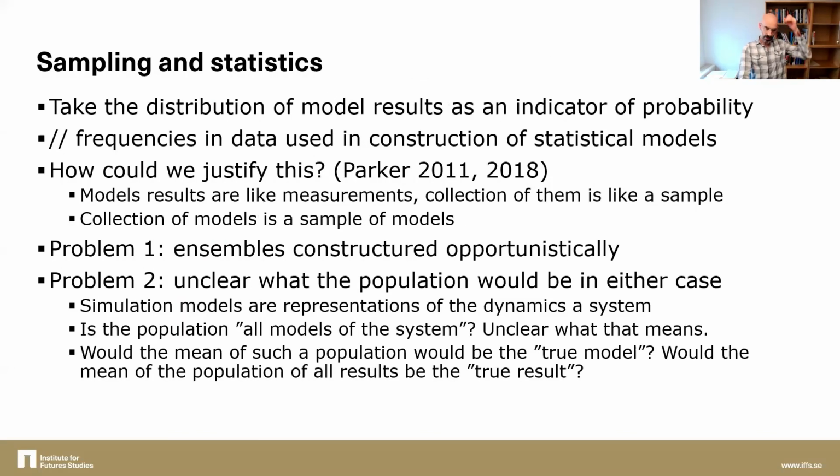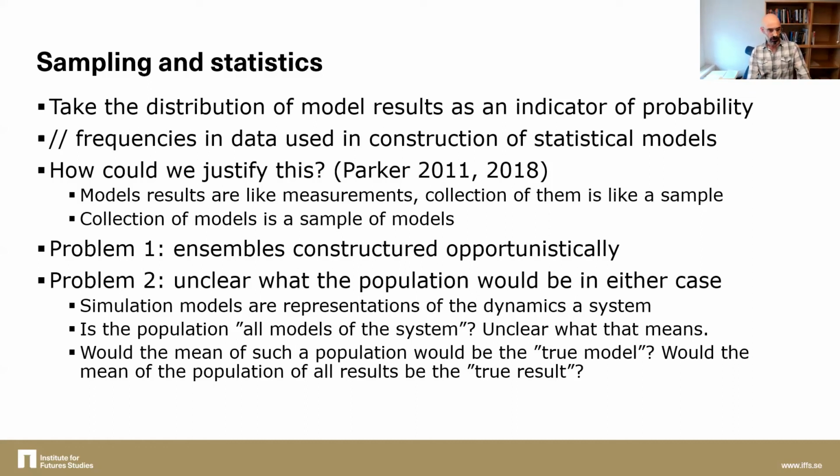So one of the things I said that people have done is to treat the distribution of model results as an indicator of probability, to do statistics on them in the same way as you would treat frequencies in observational data to construct a statistical model. But I think there's a really important challenge to this way of thinking. It seems to imply that either the collection of models we have is somehow a sample of models, or that the model results that we have, these predictions about temperature, is something like a measurement of potential climate states.